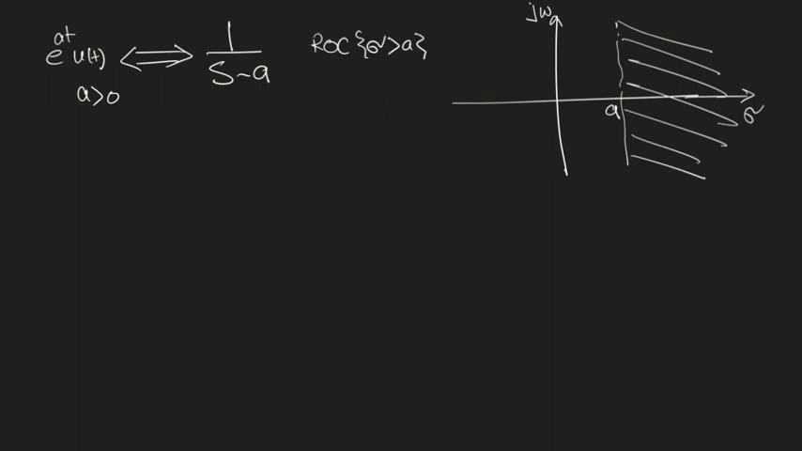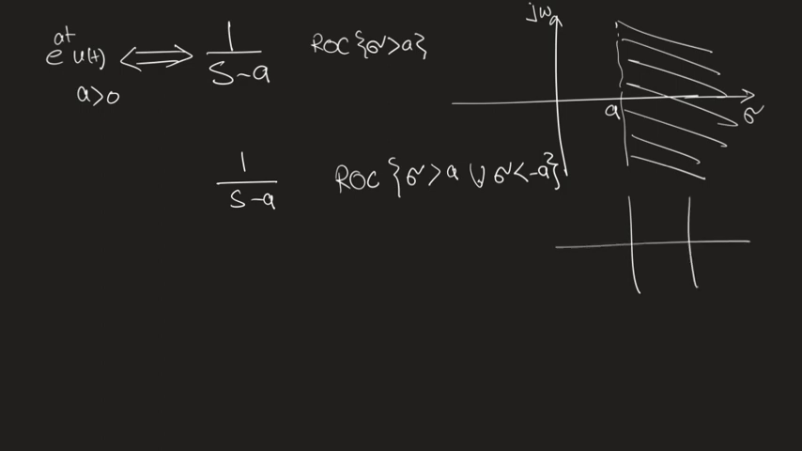That's one example. The same thing, 1 over s minus a, but now your region of convergence is sigma greater than a and sigma less than minus a. That's like a union of those two regions of convergence, which means that it would look like this, here and also here. This is minus a, and this is a. So this and this, combined together, the union of those two, is your region of convergence.